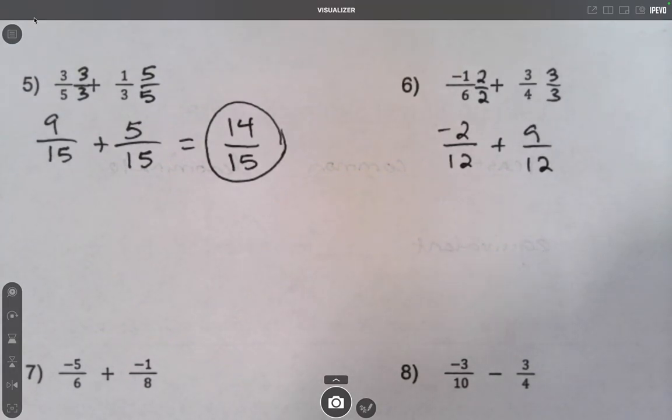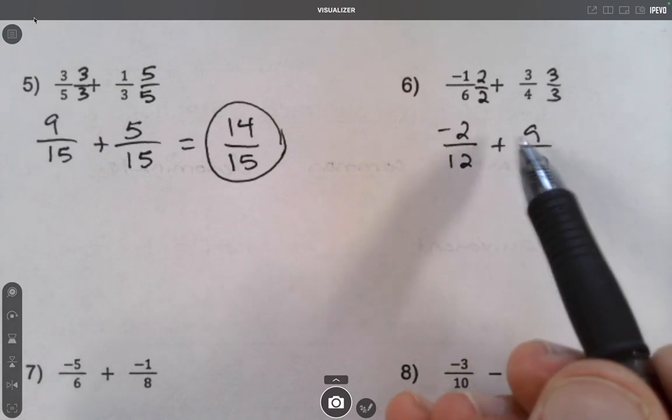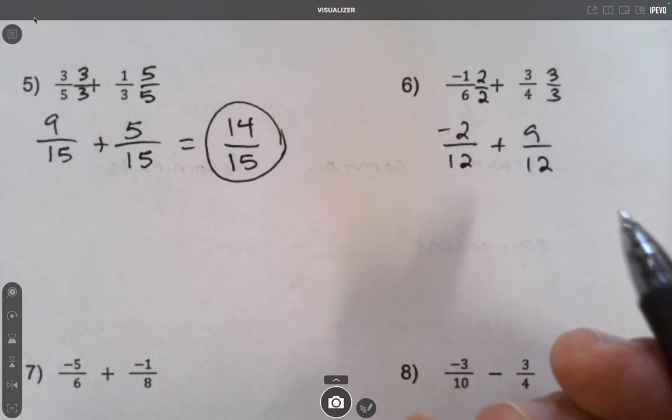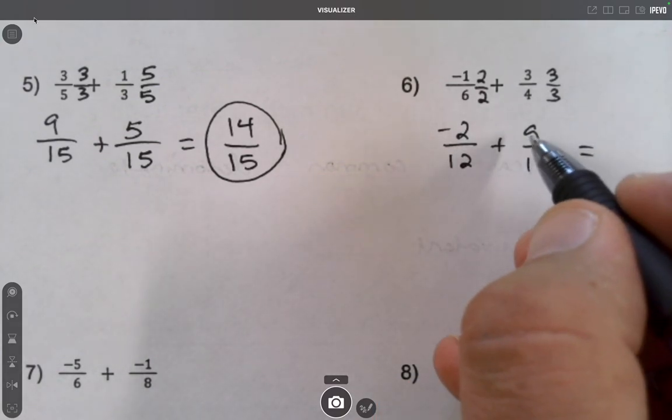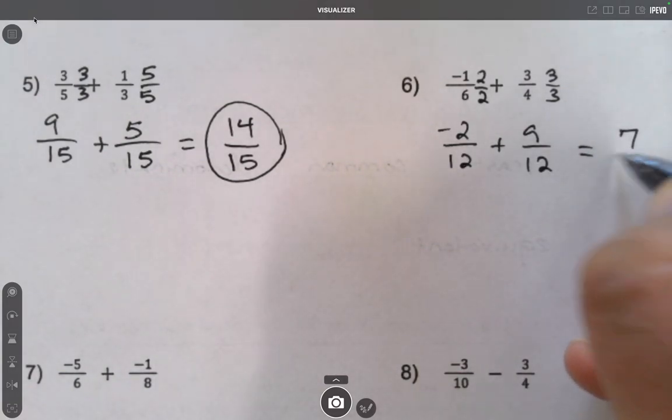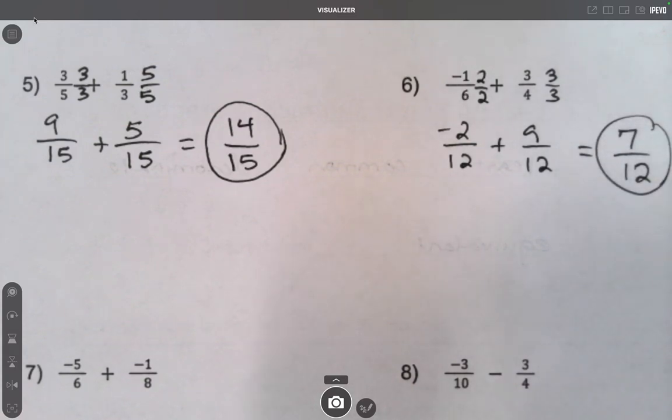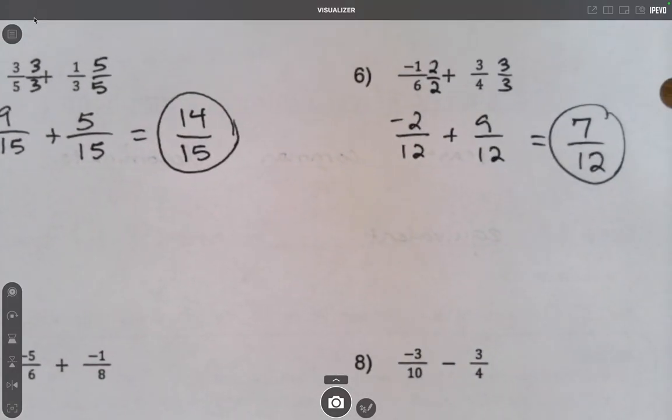Now we can add, since they have the same denominators. We're adding numbers of different signs, one negative, one positive. So I subtract the two numbers. 9 minus 2 is 7. And I keep the sign of the bigger number, which is the 9, so I keep it a positive 7. I keep the denominator the same, so my final answer is 7 over 12.